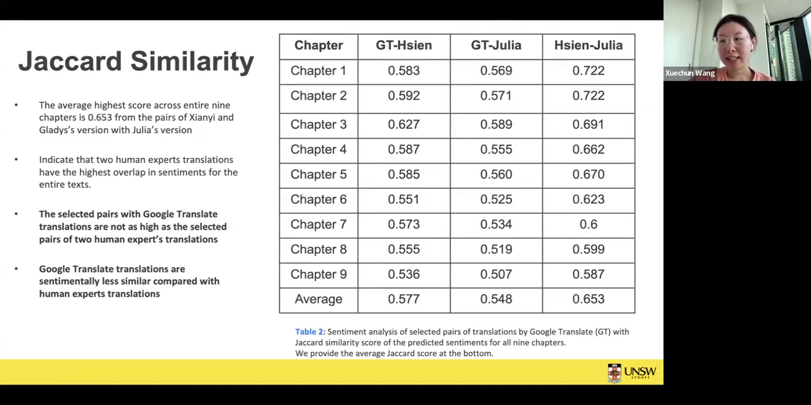Next, to investigate the sentiment analysis further in the 3 translations, we compute the Jaccard similarity. Generally, the similarity scores of the selected pairs with the Google Translate version are not as high as those of the selected pair of the 2 human expert versions. Therefore, the Google Translate translations are sentimentally less similar compared to the 2 human expert translations.